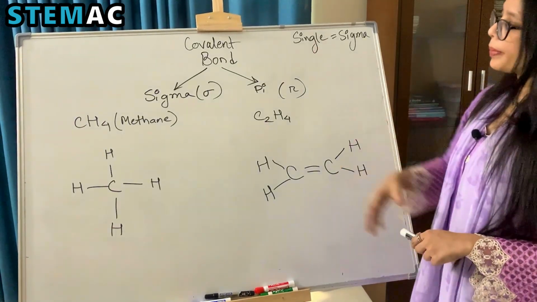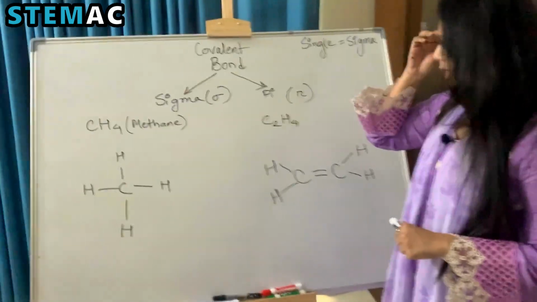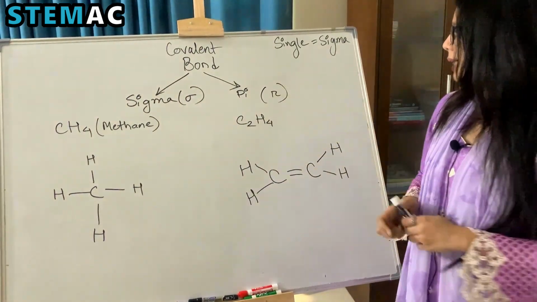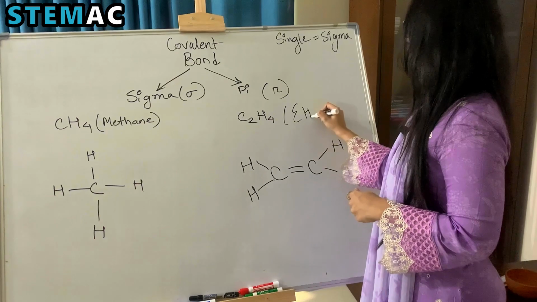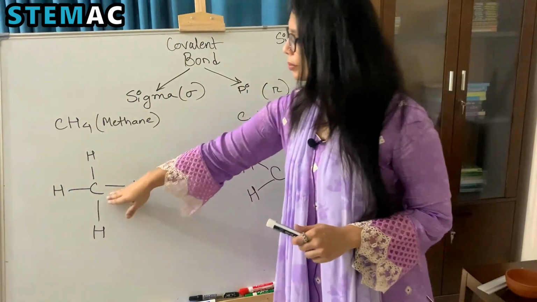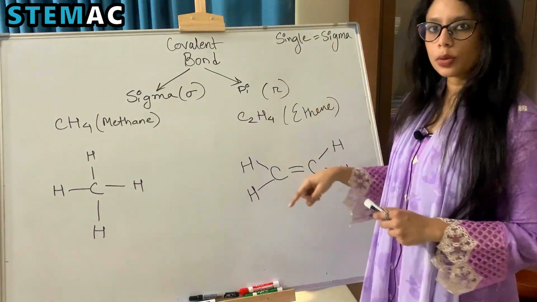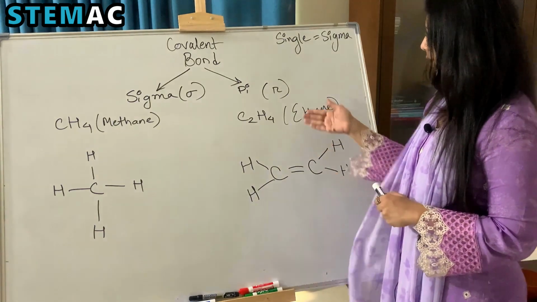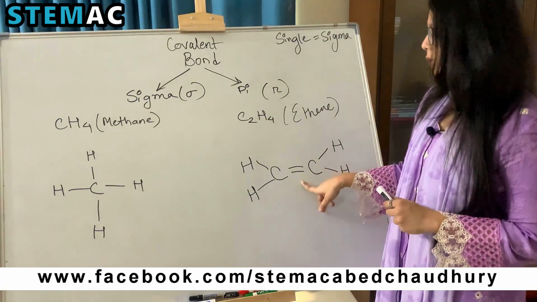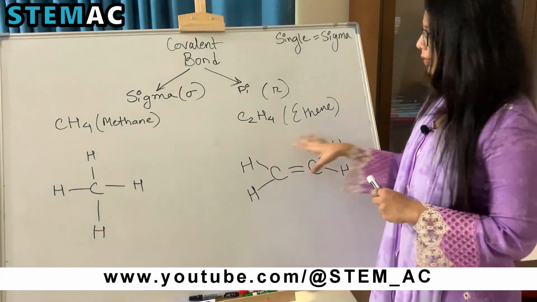Okay, now let's talk about the classification of the covalent bonds. Let us take the example of 2 covalent compounds here. One is methane and the other one is ethene. We see from methane that a single carbon is attached to 4 hydrogen atoms with all single covalent bonds. But in ethene, the 2 carbons are bonded by 2 covalent bonds, and on the other hand, they are bonded to 2 hydrogen atoms on either side.